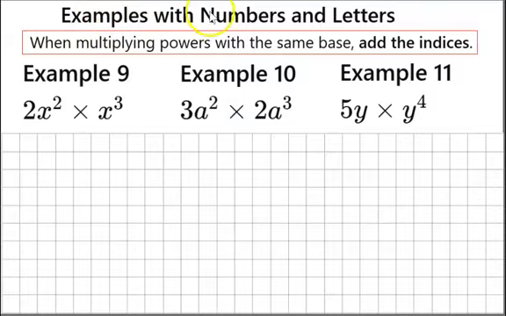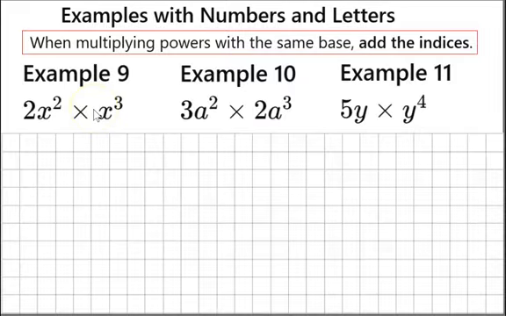So here we have some examples with numbers and letters. So remember, when multiplying powers with the same base, we add the indices, or we add the powers. So 2x squared times x cubed. So we are multiplying powers with the same base, so we'll add the powers, but we also have a big number in front. And x cubed is technically 1x cubed.